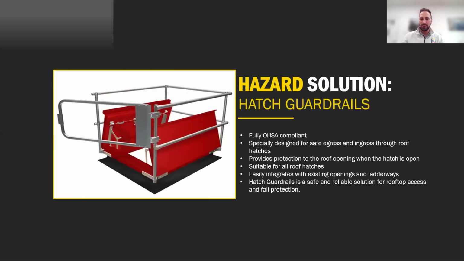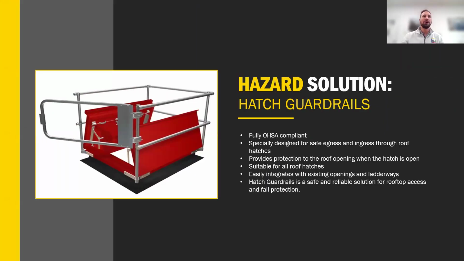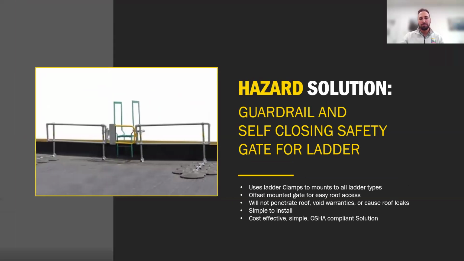The way that we protect access points, we put guardrails around the hatches. I like to integrate grab bars into the opening so I have something to grab onto when I climb up and down. We mount these to the drip edge to not poke any holes in the roof while maintaining OSHA compliance. Or we do non-penetrating guardrail at either side of a ladder with a self-closing gate integrated into it. What we do is you mount the gate to the railing. You don't mount the gate to the ladder.